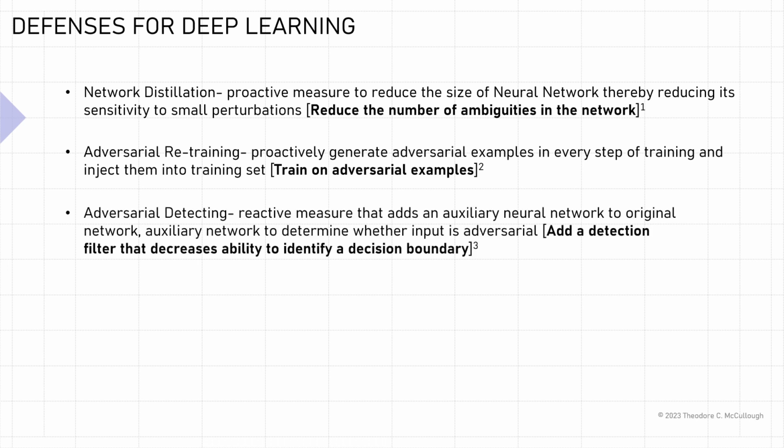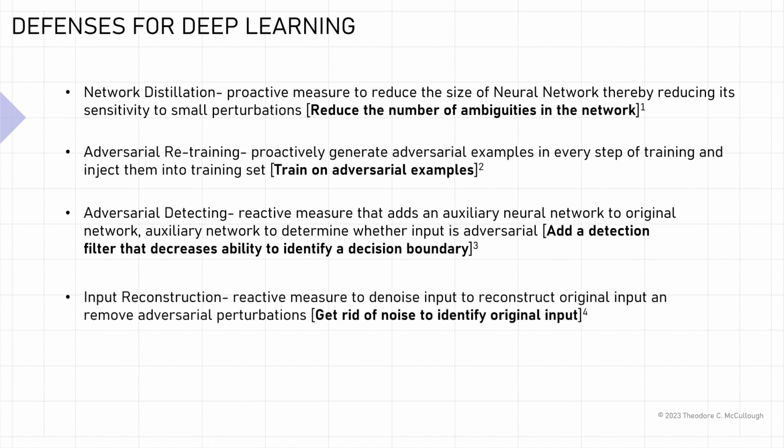A further defense is adversarial detecting, which is really that you add a detection filter that decreases the ability of an attacker to identify a decision boundary. And finally, another concept that can be used to defend a deep learning network is input reconstruction, which is really the idea that you get rid of the noise that's a part of the adversarial example to then identify the original input.